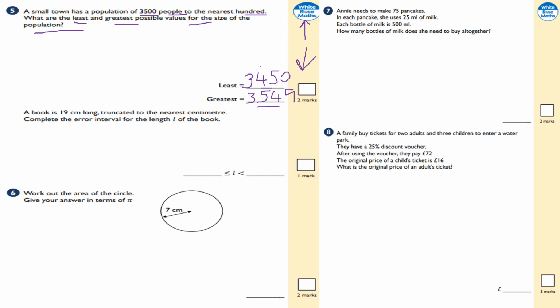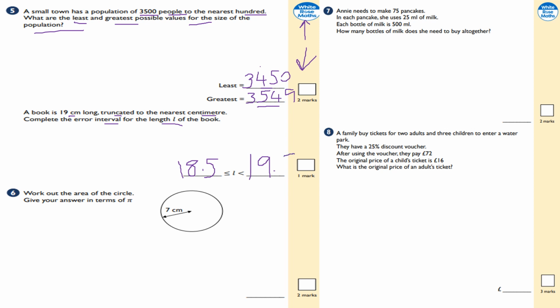This next one. Sorry, guys. A book is 19 centimeters long, truncated to the nearest centimeter. Truncated just means cut off, rounded off to the nearest centimeter. Complete the error interval for the length L of the book. So the smallest possible value it can be will be 18.5 centimeters. And the largest one, which it is less than, will have to be 19.5.